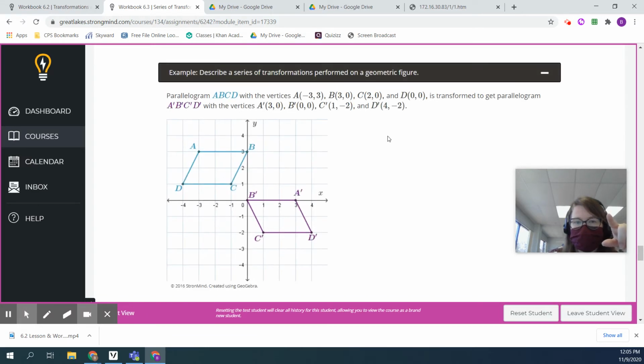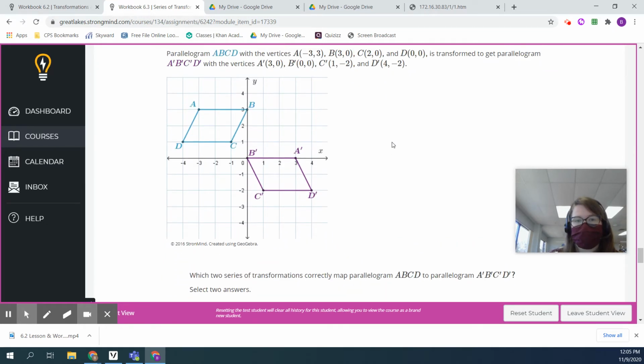And then we do this one. It gave the vertices like this, and then we have those vertices and we have to describe it. So this is what I do. I focus on one letter and one letter only. So right now, to get from B to B prime, I can see for sure it had to go down 3.